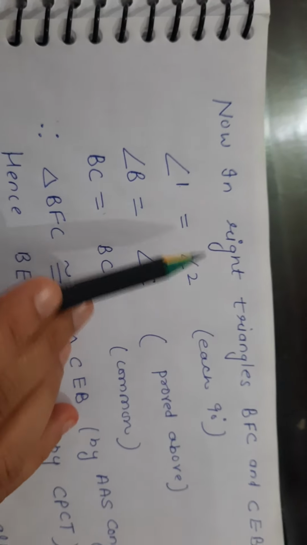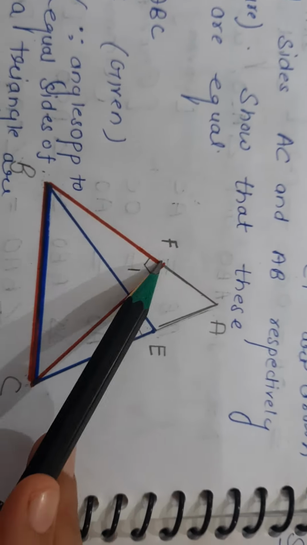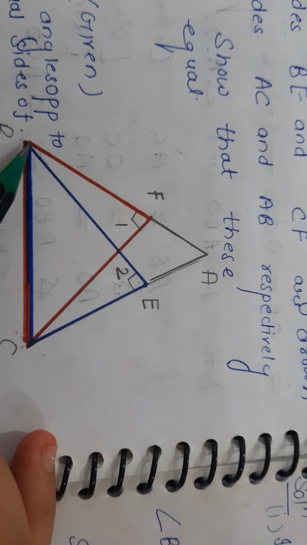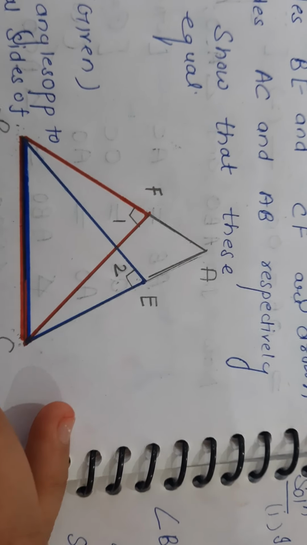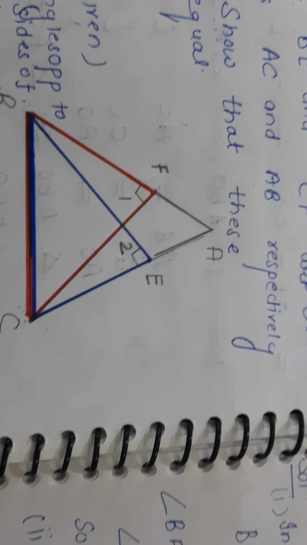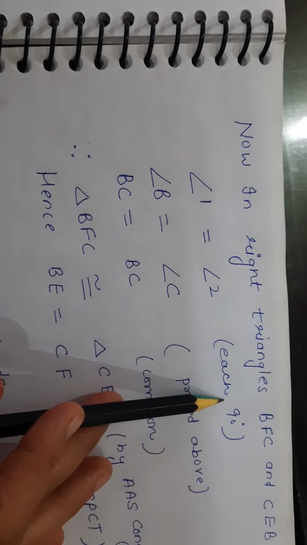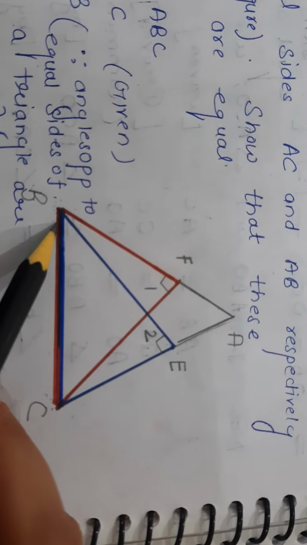So I am again repeating. Now in right triangles BFC, the one labeled with red color, and in right triangle BEC, or you can also say CEB, the triangle labeled with blue color. Look here, angle 1 is equal to angle 2, each is 90 degrees, and the first triangle is BFC.